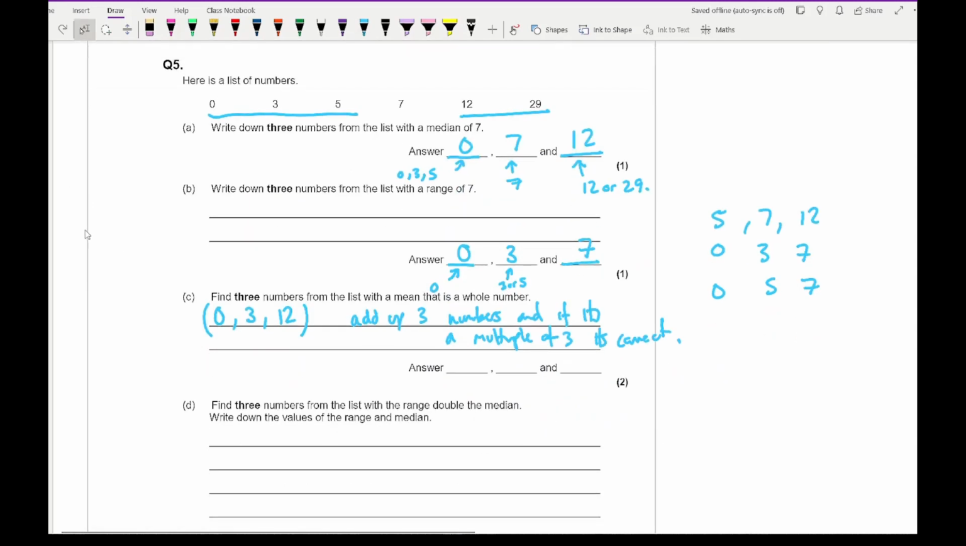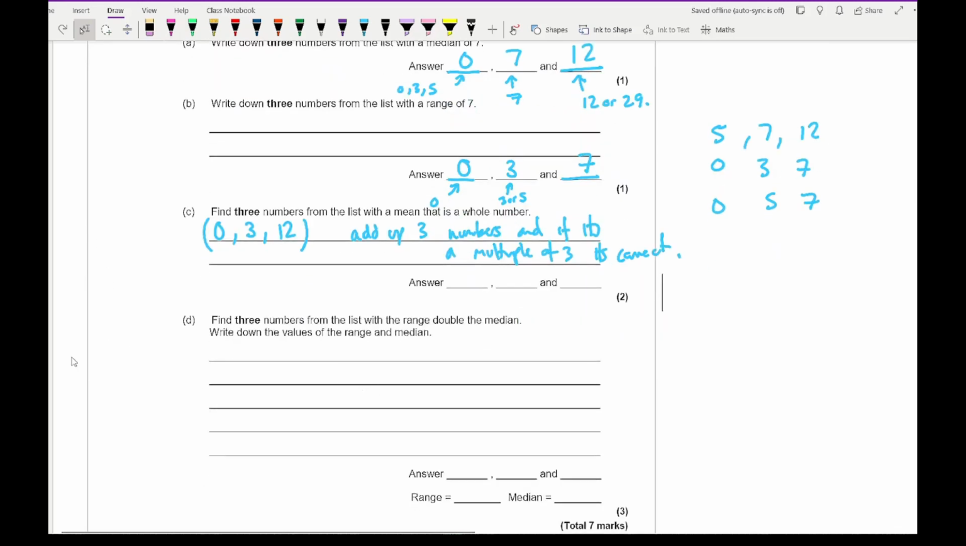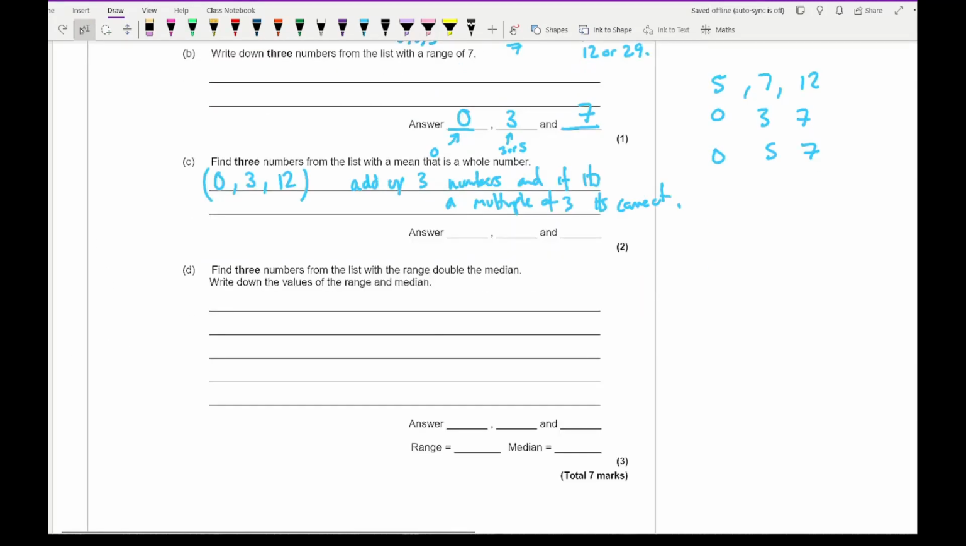The next one then says find 3 numbers from the list with a range that's double the median. Write down the value of the range and the median. Now for this one, it's potentially just a case of playing around with the numbers, but here I would say the 3 numbers are going to be 5, 12 and 29. So if I just write down those numbers here, looking at the range, I'm looking at a range of 24 and the median is going to be 12, and as you can see there that the range is double the size of the median.